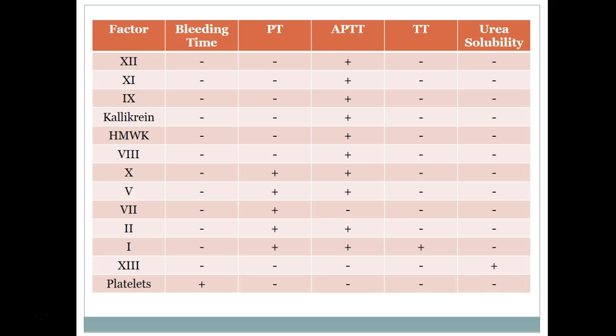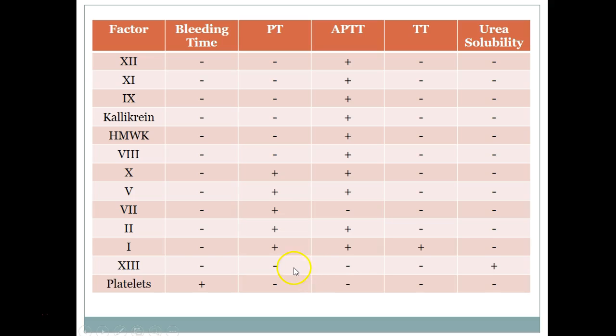And so that's why a lot of times when I list off the factors for the extrinsic or intrinsic, I don't always include 13. 13's definitely got a role. It plays a role in both in stabilizing that clot. But the reason I don't tend to list it in there is because I know that the PT and APTT tests aren't testing for it.